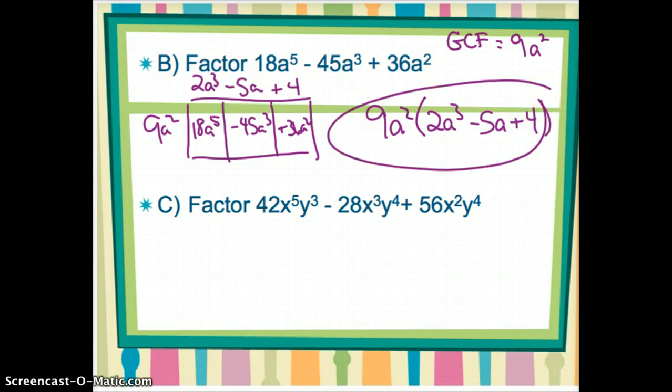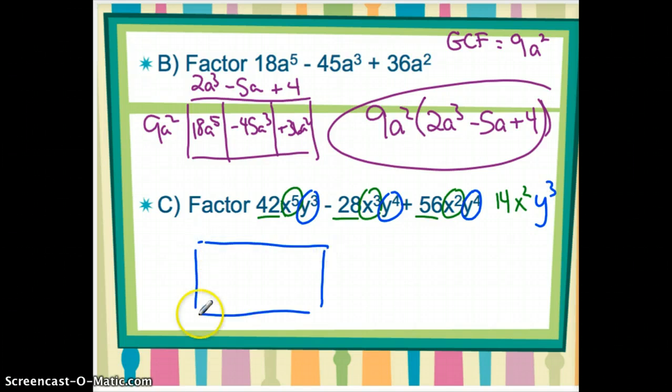And then the last one, we'll see if you got this one. I'm looking at 42, 28, and 56, and that looks kind of challenging, but 14 goes into all of those. For x to the 5th, x cubed and x squared, x squared goes into all of those. And for y to the 3rd, y to the 4th, and y to the 4th, y to the 3rd goes into all of those. So my GCF on the side is going to be 14x squared y cubed.